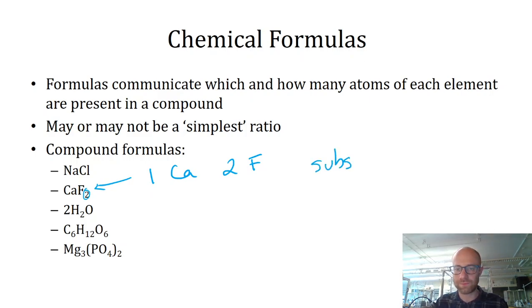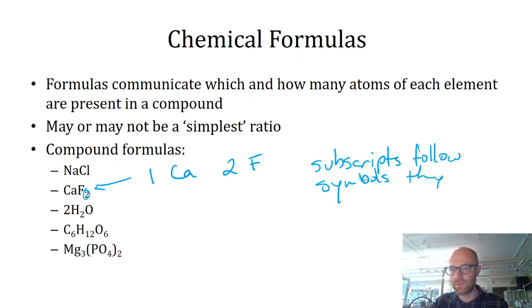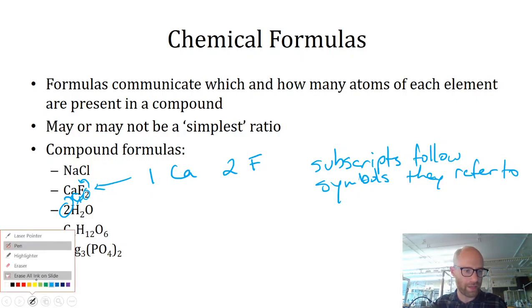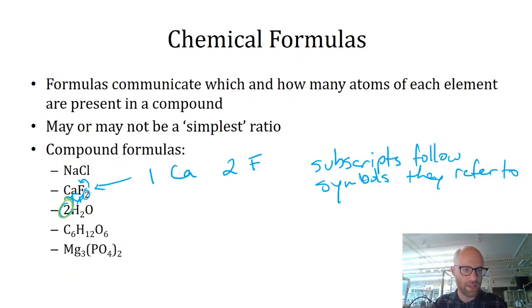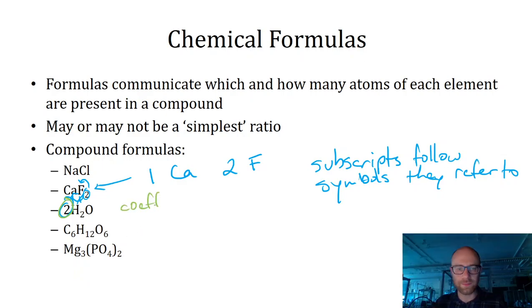Subscripts follow symbols they refer to. So this 2 applies to the F. This 2 does not apply to the Ca. Sometimes you might see these big numbers out front. I'm going to change color to make sure my writing stays consistent. Sometimes you might see this number out front. That's what we're going to call a coefficient.